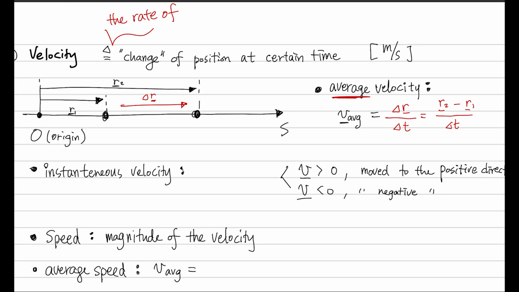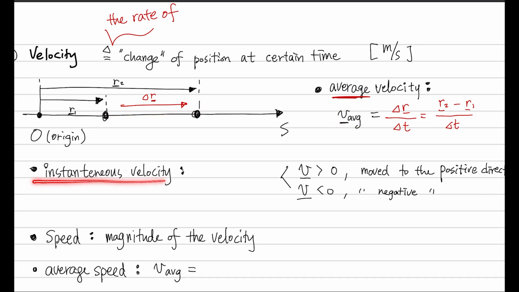But we don't know what happened in between. Like at time 1, it was here, and at time 2, it was there. Maybe it moved slowly, and then boom, it moved like that. Or maybe it moved fast, and then it slowed down like this. It can move back and forth and back and forth and go there. We don't know. It was here, and later it's there. Okay? So the average of this whole motion is going to be like this.